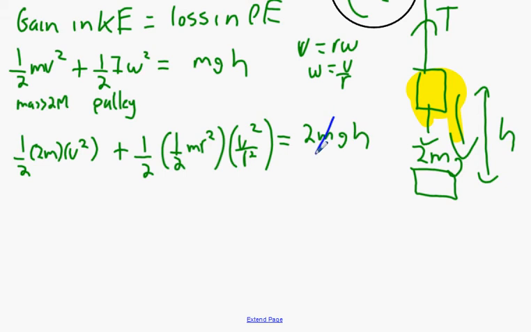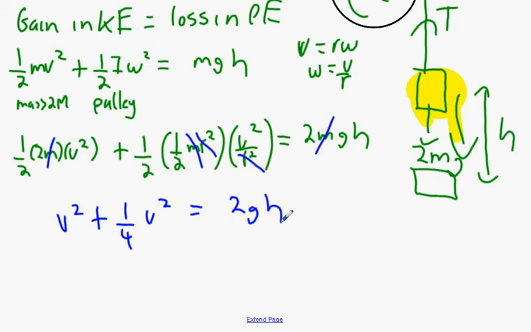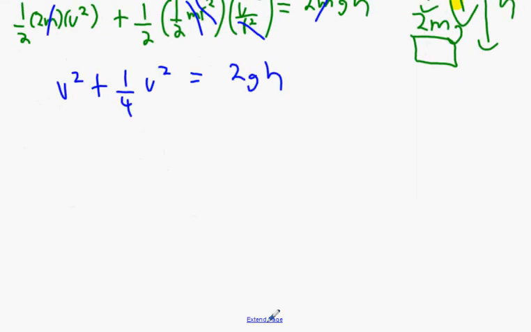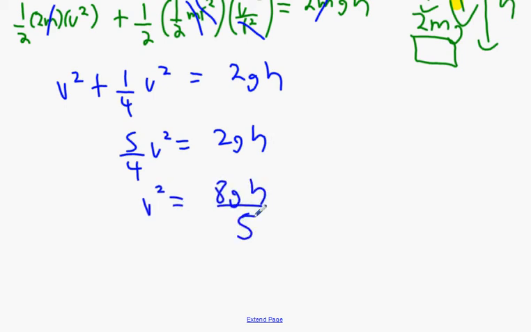Cancel m, cancel r squared with r squared, cancel m, cancel m. What we're going to have here is v squared plus a quarter v squared equals 2gh. Once that's completed, 5 over 4 v squared equals 2gh. Isolate v squared equals 8gh all over 5.